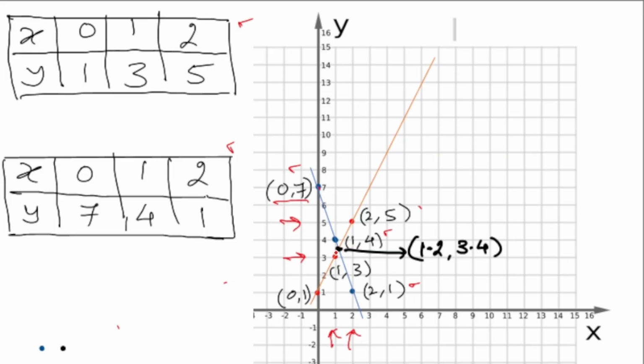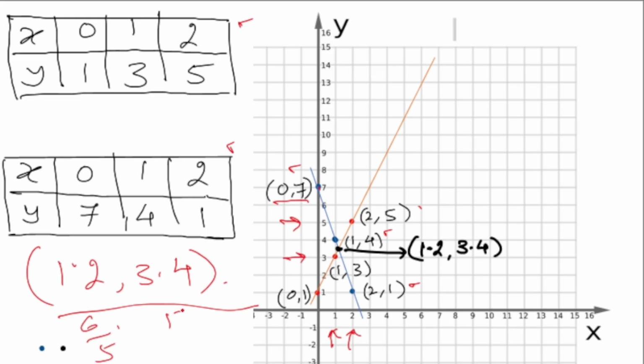So this is the intersection point. So this is the solution. That is 1.2, 3.4. Now, as you have seen, by all the 4 methods, we have obtained the same set of values. That means value of x is equal to 1.2 and value of y is equal to 3.4. Or in fractions, this is 6 upon 5. This is 17 upon 5.